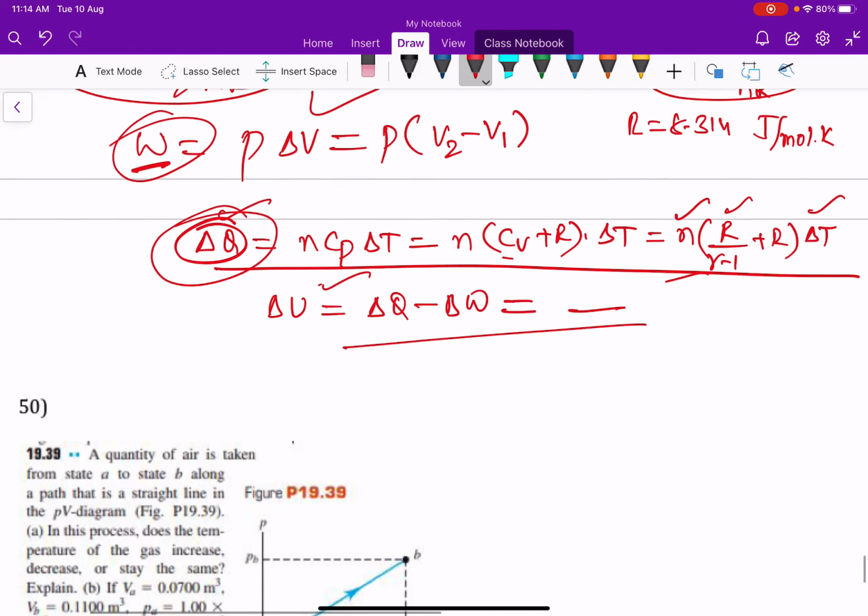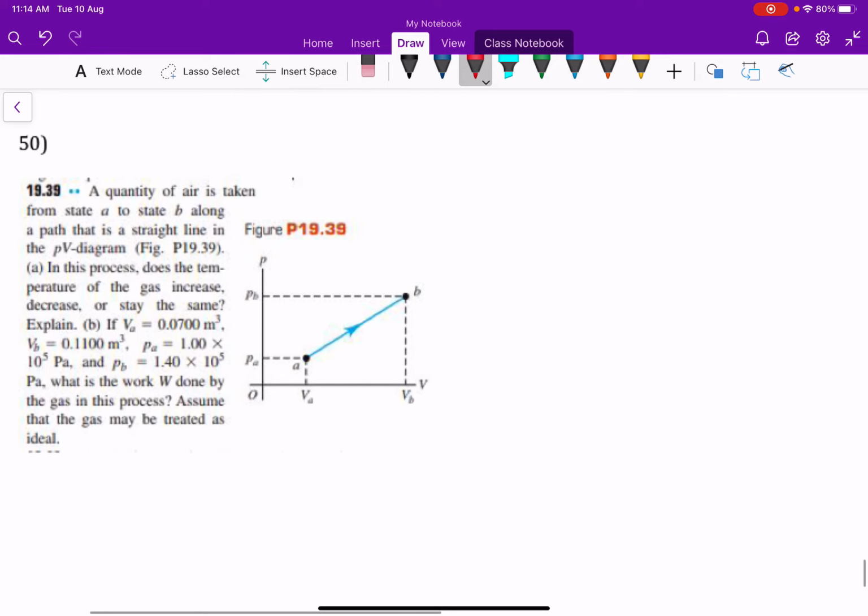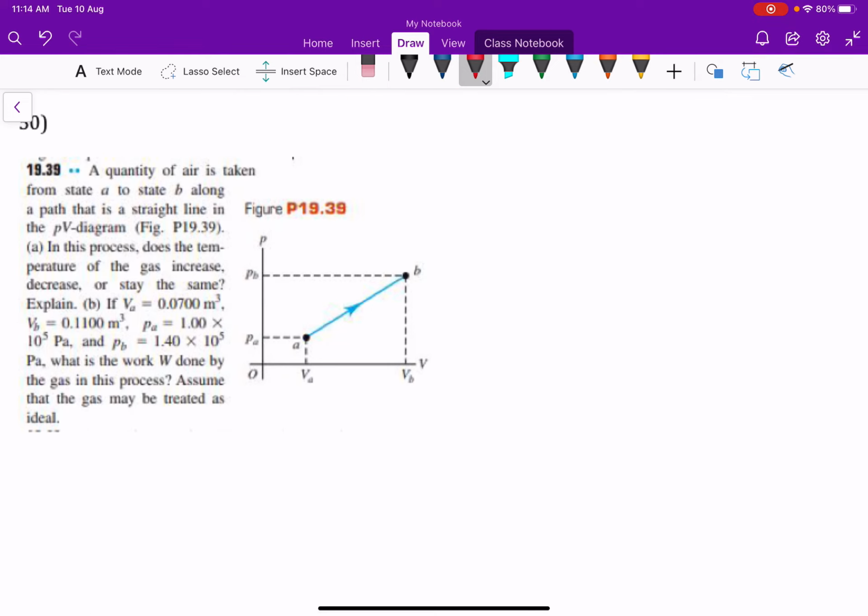Okay, so next, the one and only final question, question number 50: a quantity of air is taken from state A to state B along a path that is a straight line in a PV diagram. So in this process, does the temperature of the gas increase, decrease, or stay the same? Explain.